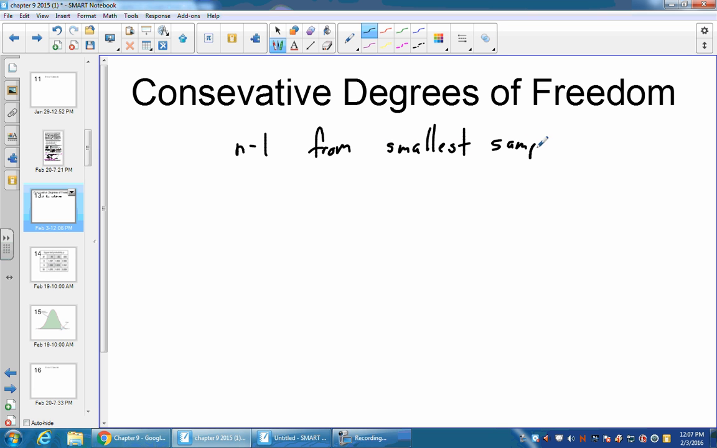So in this case, our n1 is 10 and n2 is 11. So our smallest sample would be 10. So our degrees of freedom for conservative is 9.